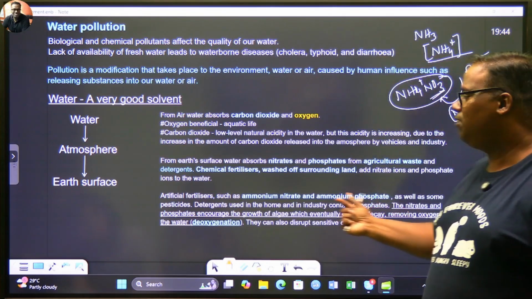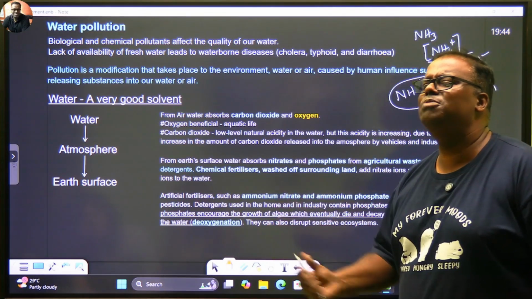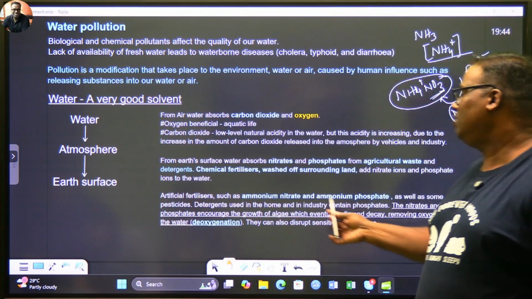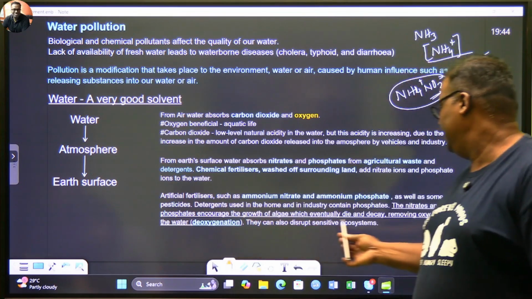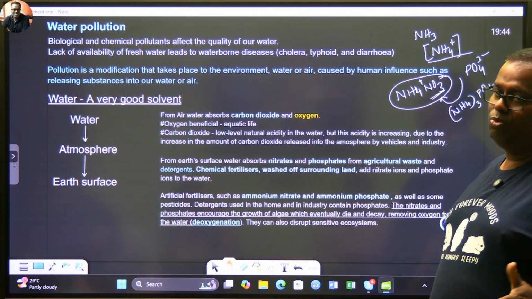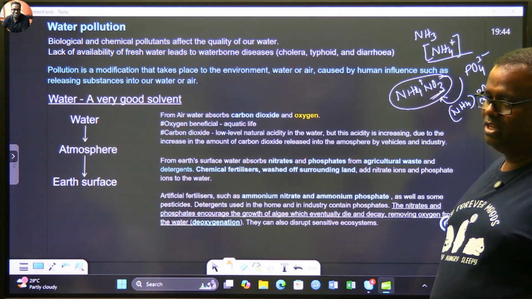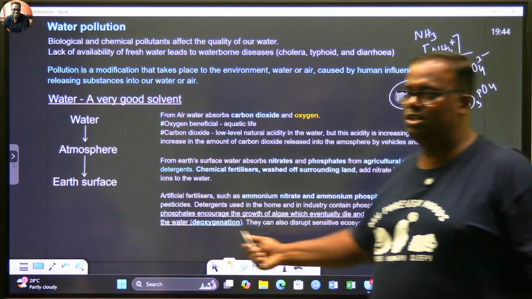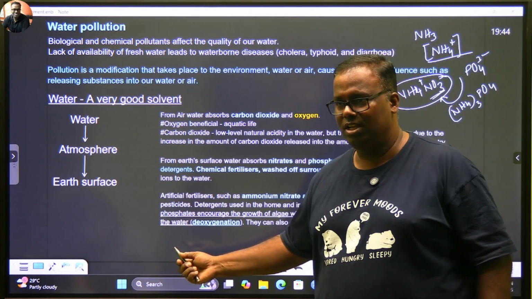These nitrates and phosphates, what is the harm if they get into the water? Once they get into the water, they are going to create the growth of some algae. And these algae will eventually die and decay. So once you decay, you are a bio-waste. And by the time you died, you ate up a lot of oxygen from the water. Are you understanding? Parasite jaisa.